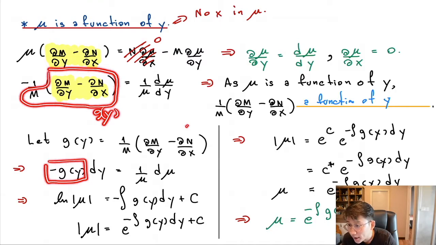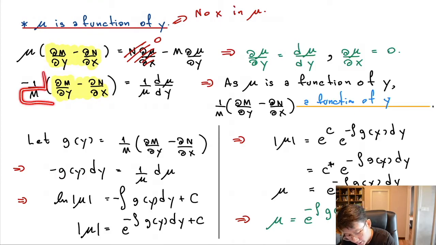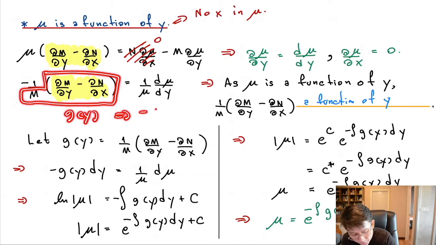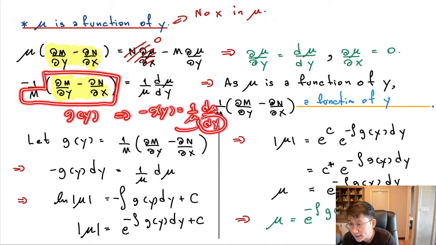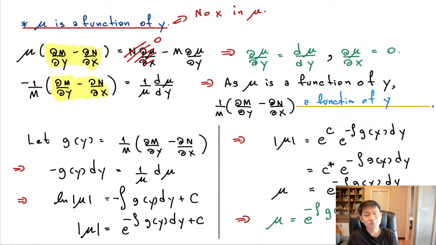Okay, minus gy. Here we have this guy is gy. So we have that minus gy equals 1 over mu d mu by dy. And then again, we push dy to this side. That's why we get minus gy dy equals 1 over mu d mu. Okay, that's the differential form. It's similar to the previous section. And then we integrate. Same.